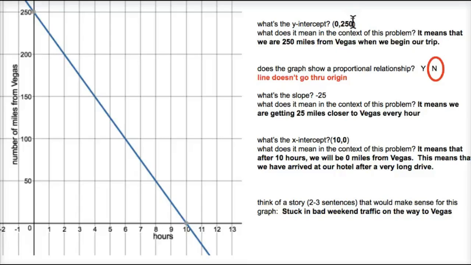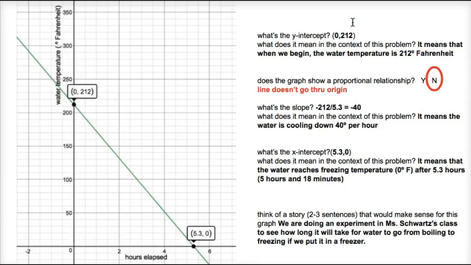The x-intercept (10, 0) means that after 10 hours, we'll be 0 miles from Vegas. This means we have arrived after a very long drive. And since we're only going 25 miles an hour, I think we're stuck in traffic on the way to Vegas.